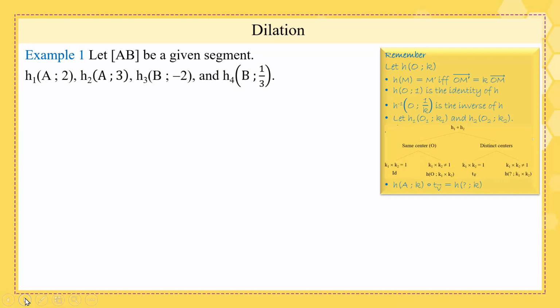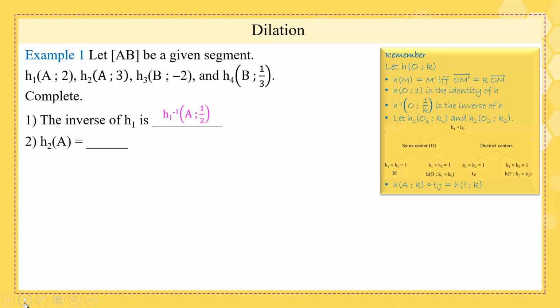Given the segment AB, given the dilations H1, H2, H3, and H4, complete. First, the inverse of the dilation H1 is, yes, as you said, the dilation of center A and ratio half. The image of A by H2 will be, yes, A as you said, because it is an invariant point, because it's the center of H2. The pre-image of B by H3 will be, yes, it will be B because H3 is of center B, so B is the invariant point for H3.